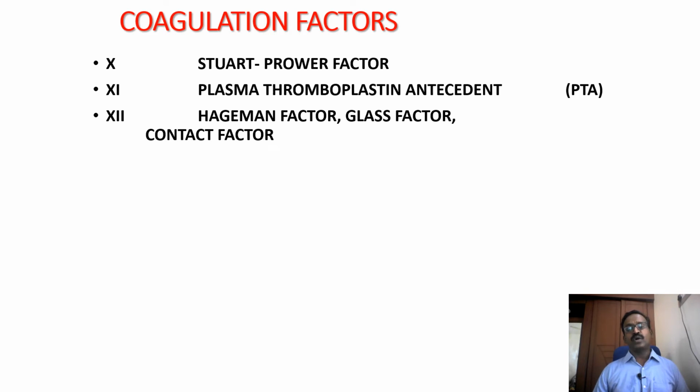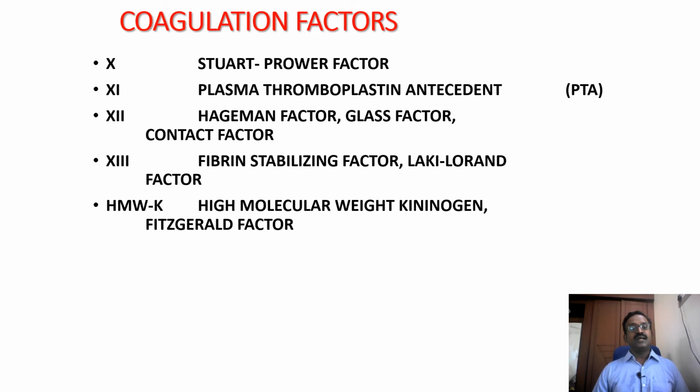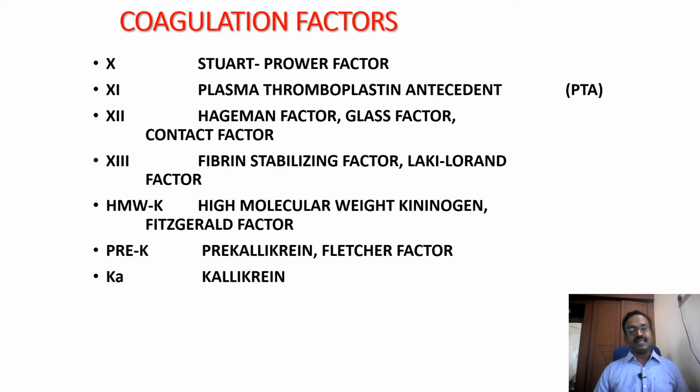The 12th coagulation factor is the Hageman factor, glass factor or contact factor. The 13th coagulation factor is the fibrin stabilization factor, or Laki-Lorand factor. High molecular weight kininogen is otherwise called the Fitzgerald factor. Prekallikrein is otherwise called the Fletcher factor. Kallikrein and platelet phospholipids are also factors involved in clot formation.